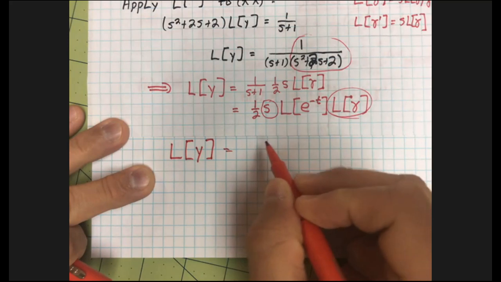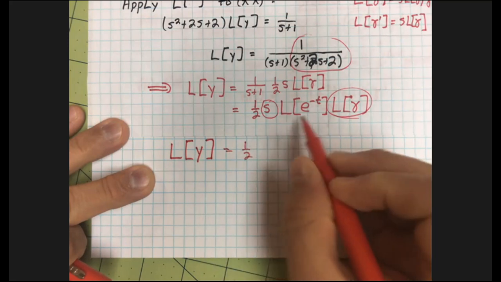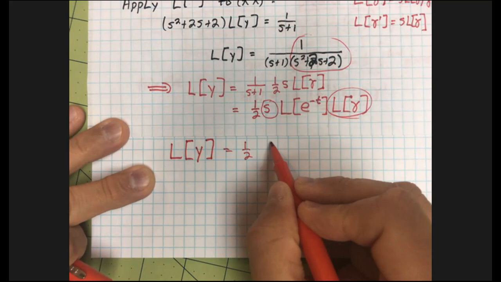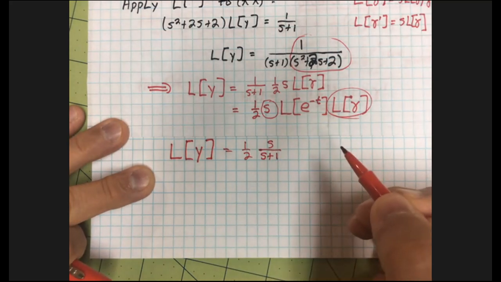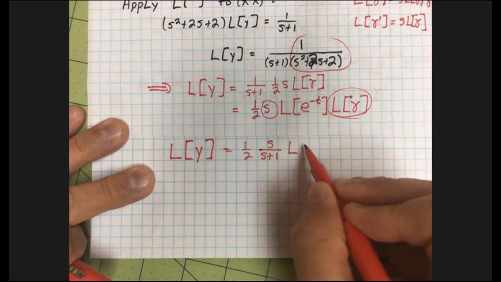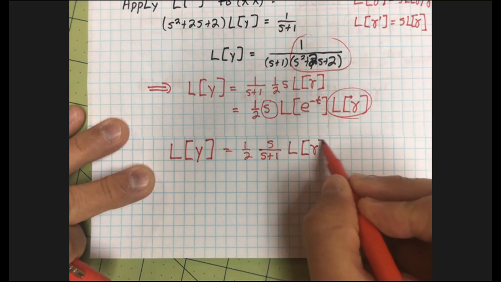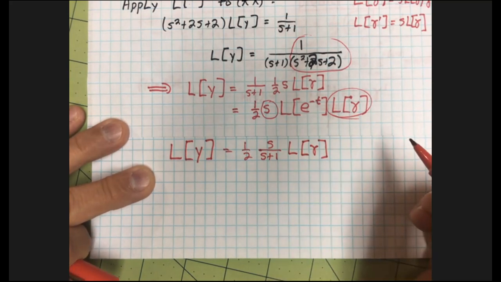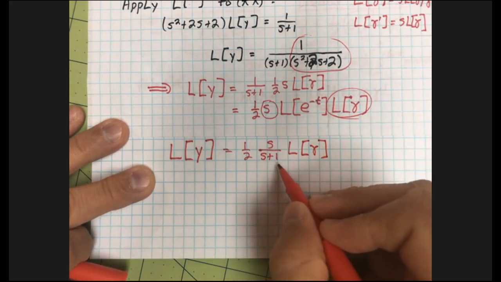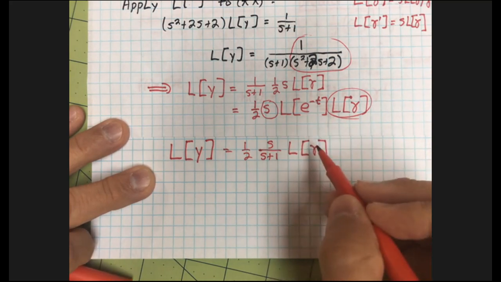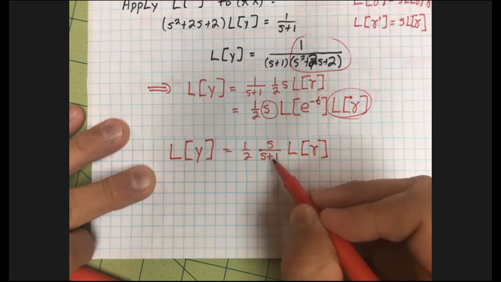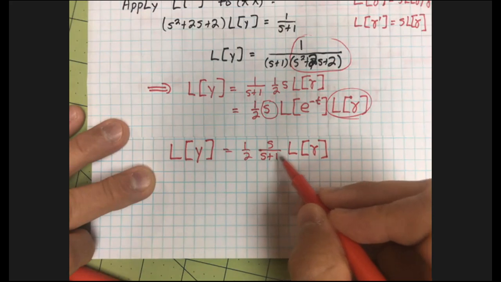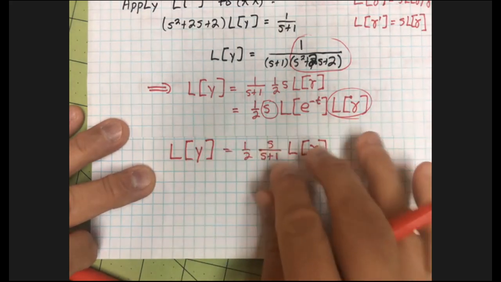So let's go to this 1/2. Let's not put this e to the minus t in here. Let's go s over s plus 1 L gamma. I guess I can't do it without producing the e to the minus t in there. But I want to see if I could say this in another way. Not directly. Okay, I'm going to be satisfied with this for this example.